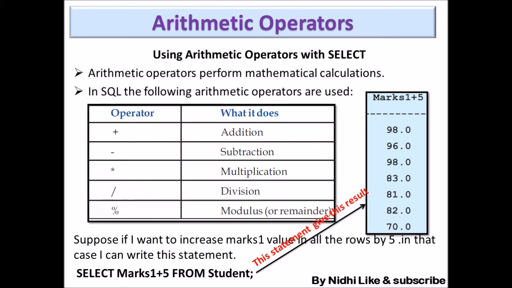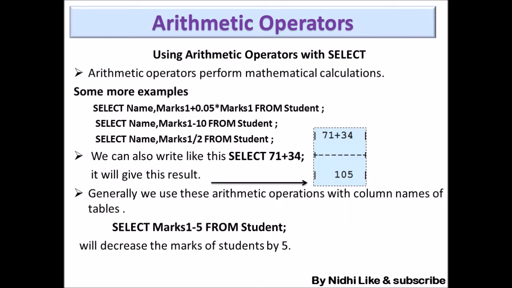So it will decrease the marks by 5. Okay. So see here, arithmetic operators perform mathematical calculations. Some more examples are given here. After select, we will write the name of the column, and with the column name we can perform mathematical operations, arithmetic operations.